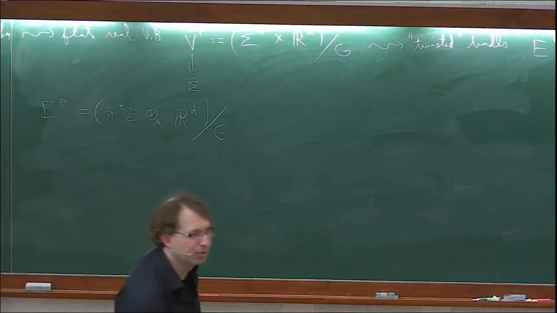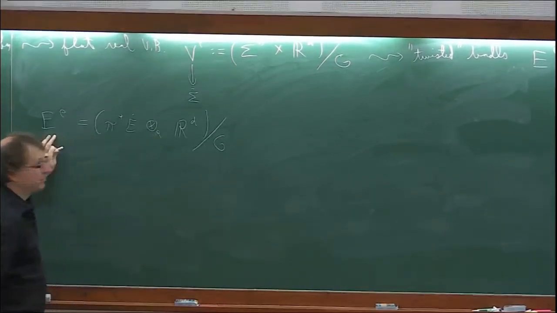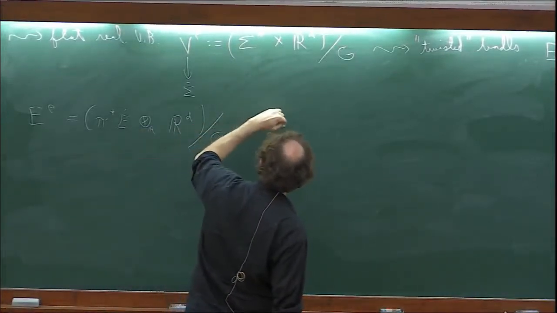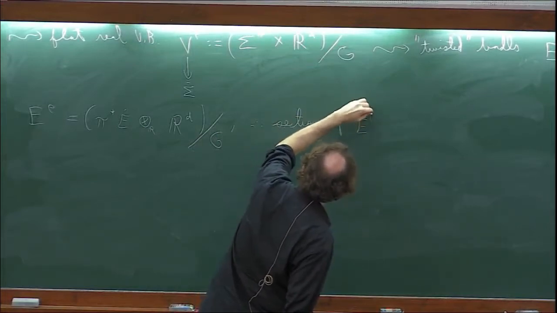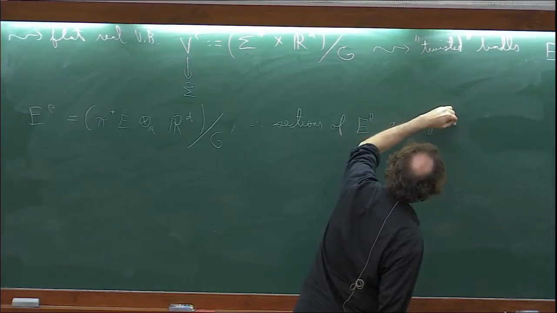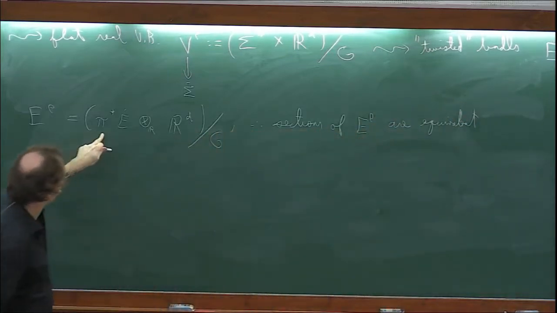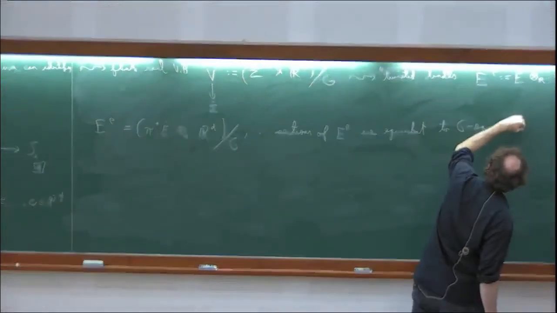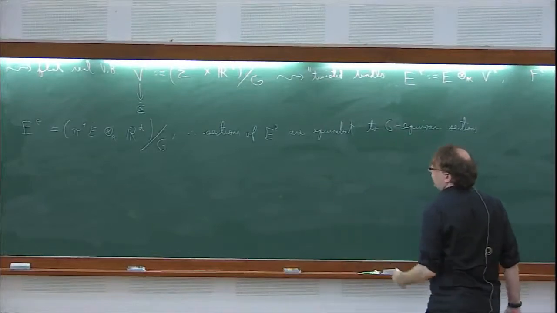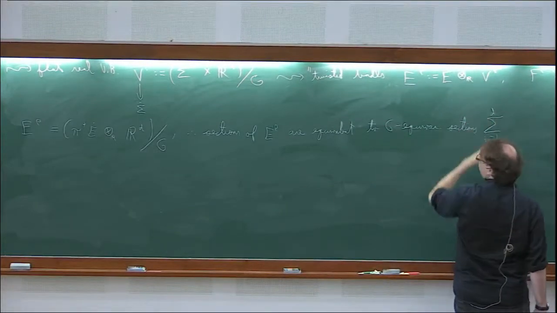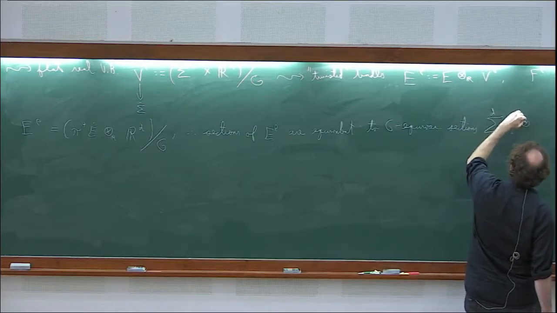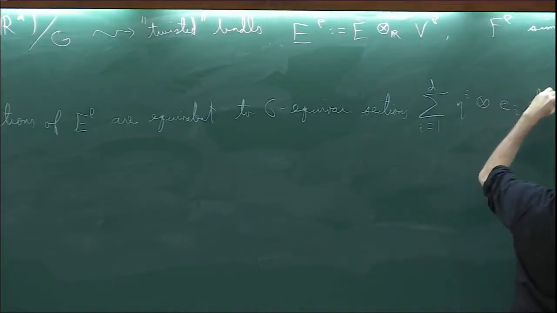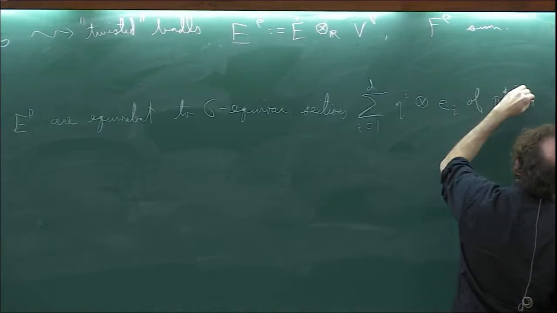I promise I'll get to the point in a moment. I realize it's not clear yet. How do you describe sections of this bundle? This is where it gets interesting. Sections of this twisted bundle E_rho are equivalent to G-equivariant sections of this tensor product here. G-equivariant sections of the tensor product can always be written as the sum, as i goes from 1 to D, of a bunch of sections eta_i tensored with these standard basis vectors e_i. So that's what a section of pi star E dot tensored with this trivial bundle looks like.